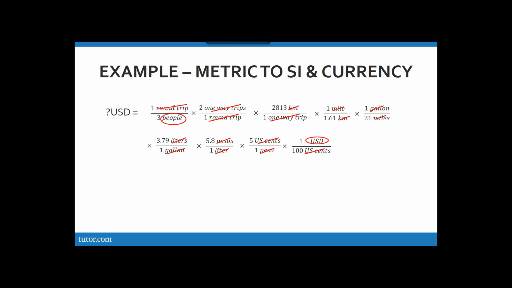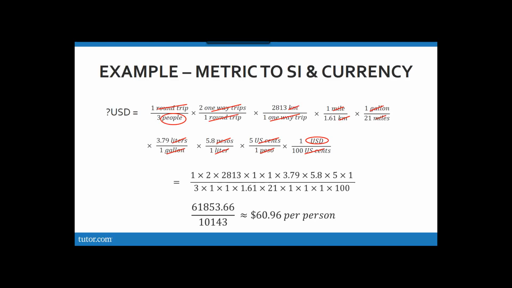So I actually multiplied all these out so we could see how this goes. Across the numerator, we have 1 times 2 times 2813 times 1 times 1 times 3.79 times 5.8 times 5 times 1. That's a lot, but we did it. And then in the denominator, we have 3 times 1 times 1 times 1.61 times 21 times 1 times 1 times 1 times 100. And so what we'll do is multiply across the top first to get a single number, then multiply across the bottom to get a single number, divide those 2 numbers, and it turns out that this trip would cost us about $61 per person.